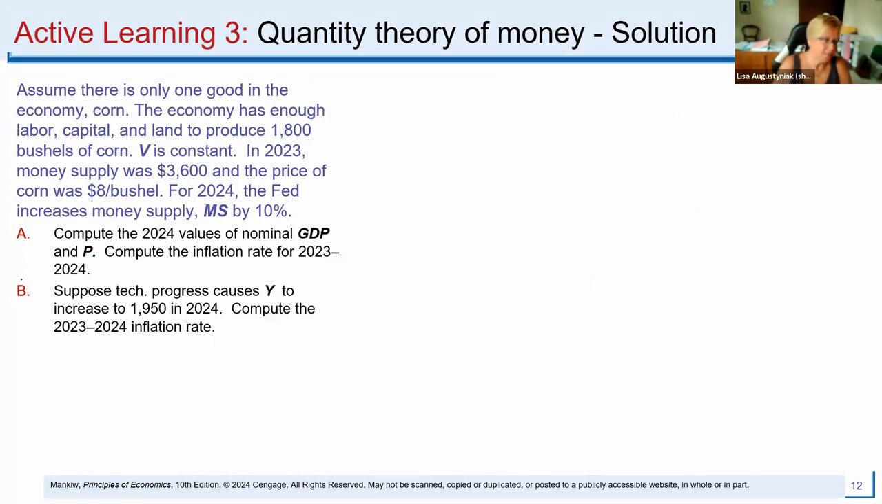Okay, let's do the second one. We don't have to calculate velocity. Suppose technological progress causes real GDP to increase to 1,950. Compute the new inflation rate. Okay, so if we know price times real GDP is equal to the money supply times velocity. We have velocity at 4. We know the money supply increased by 10%. Just remember that's that 3,600 times 1.10, which gives us 3,960.